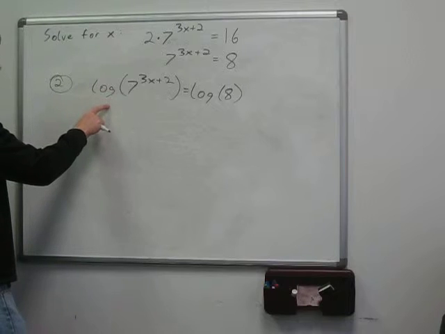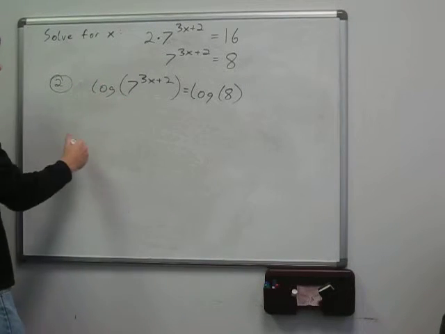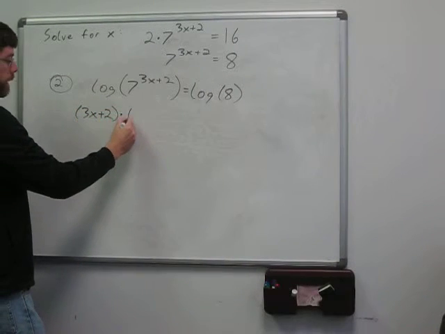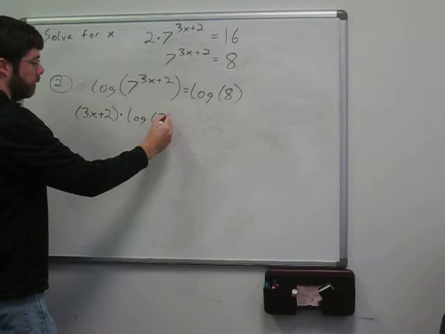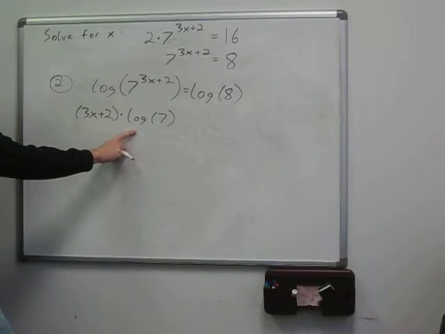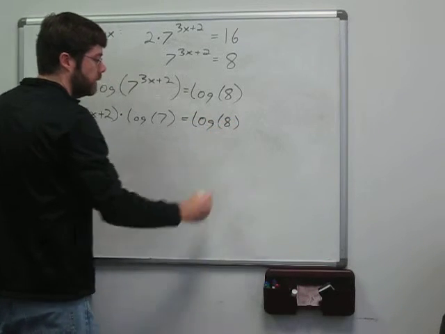Using a property of logarithms, when we're taking a logarithm of something to a power, the power comes out in front, and we multiply that by the logarithm. So here we get 3x plus 2 times log base 10 of 7 is equal to log base 10 of 8.